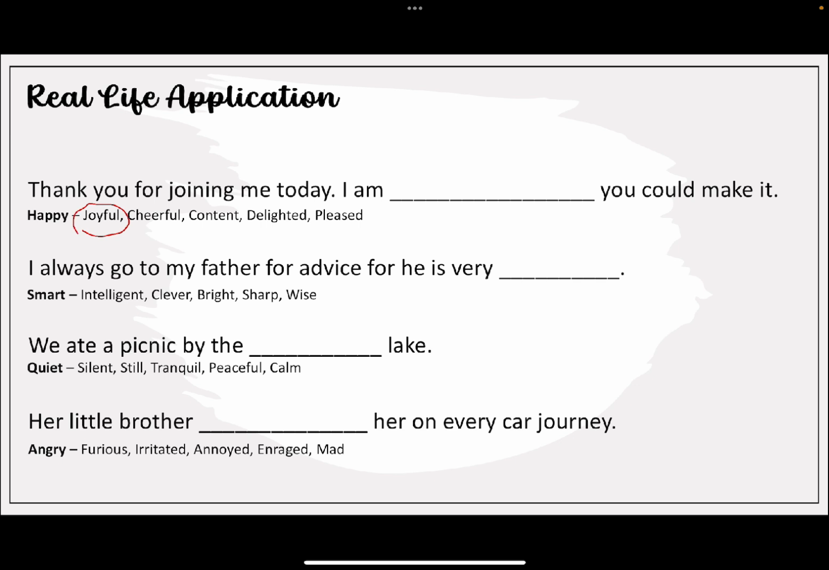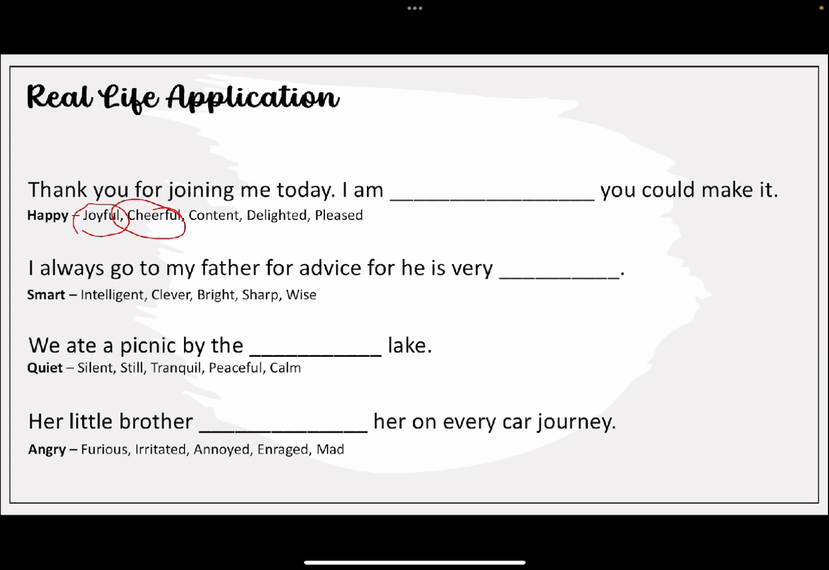If I said I am joyful, you could make it, not really appropriate. The word joyful you would use to express extreme happiness. I am joyful, you could make it, sounds a bit over the top, a little bit exaggerated. But you might say I am happy, you could make it, or I am delighted, you could make it. And if you were in a business setting, you might say I am pleased, you could make it. So there are different synonyms you could use in this example, but I wouldn't choose the word cheerful either. I am cheerful, you could make it. Again, it's that over-the-top exaggeration.